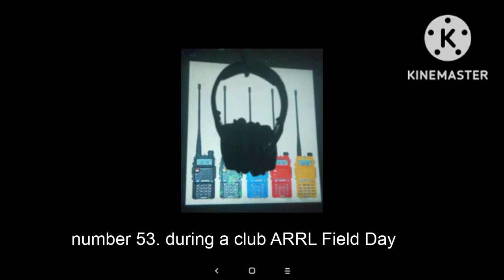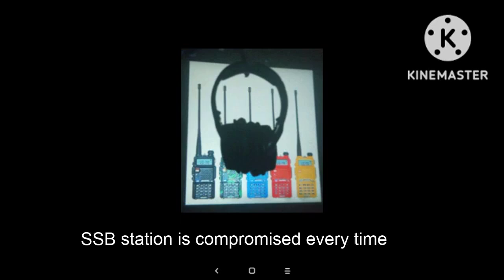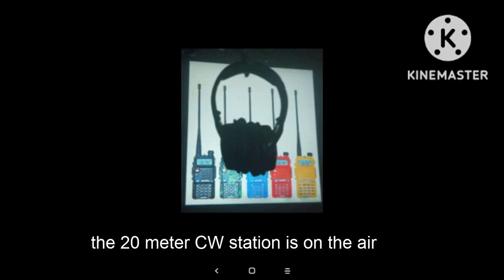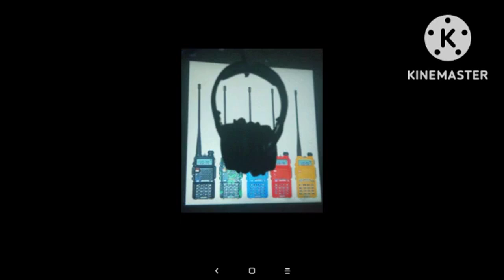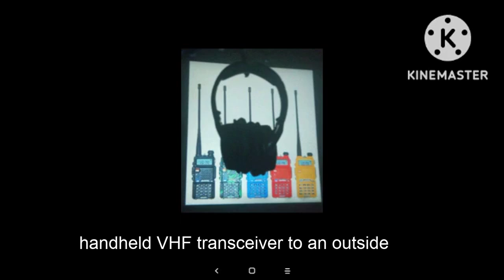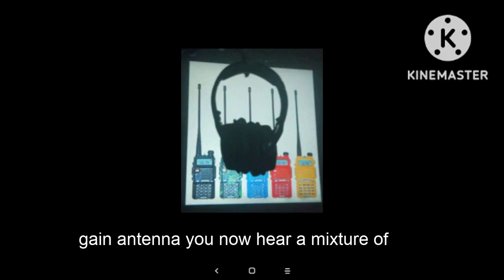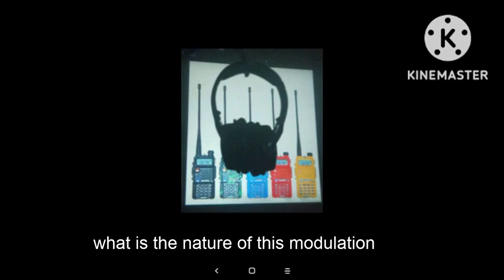Number 55. During a club ARRL Field Day outing, reception on the 20-meter SSB station is compromised every time the 20-meter CW station is on the air. What might cause this interference? Receiver desensitization. Number 56. You have connected your handheld VHF transceiver to an outside gain antenna. You now hear a mixture of signals together with different modulation on your desired frequency. What is the nature of this modulation? Receiver intermodulation interference.